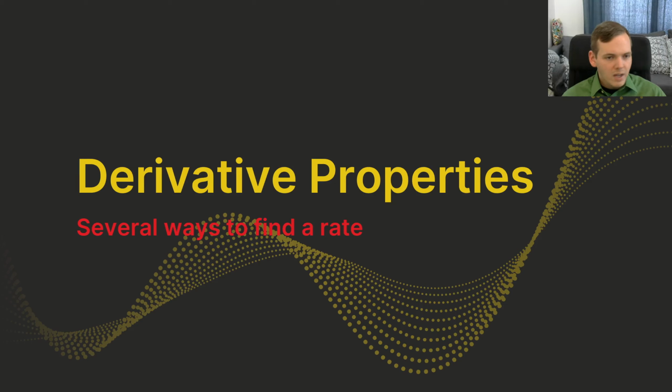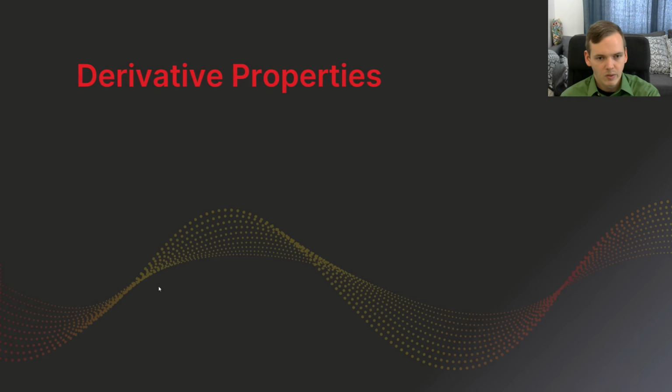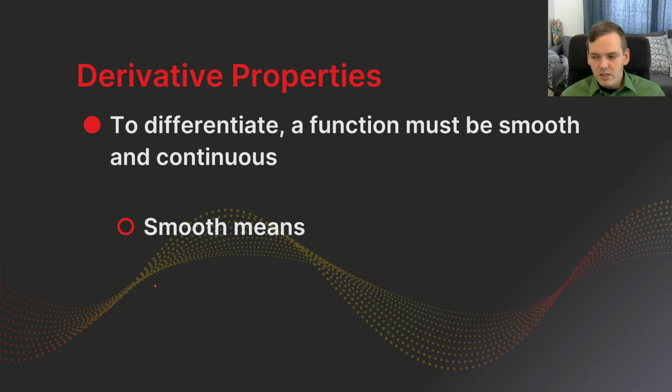Now that we've really established what derivatives are, we're going to talk about different properties that are kind of random, but also very important when we start talking about derivatives. To differentiate a function, it must be smooth and continuous.